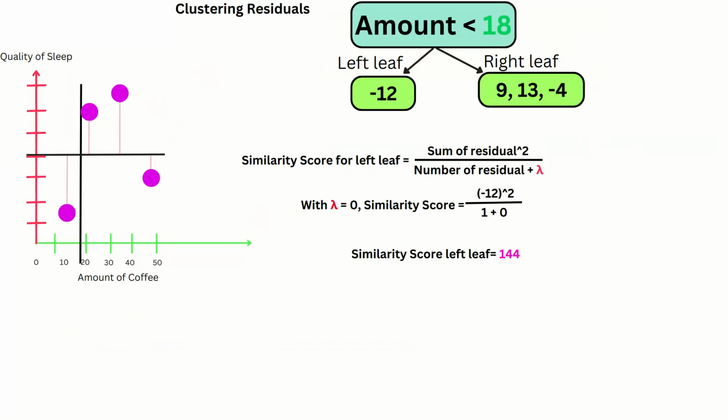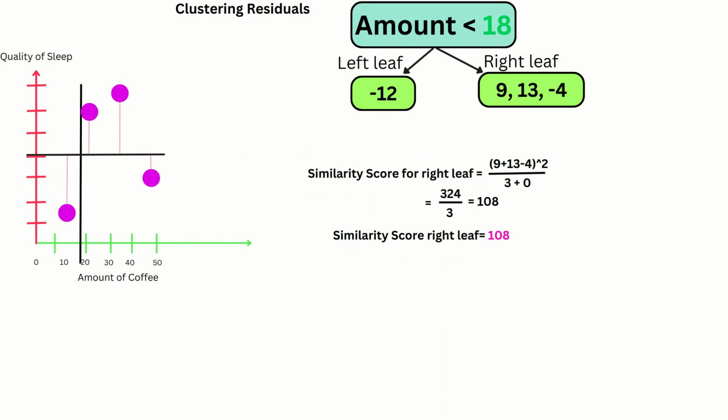Now we proceed to calculate the similarity score for the left leaf. As there is only one residual on the left, we square the value -12 and divide it by 1 plus lambda, which is equal to 0. This results in a similarity score of 144 for the left leaf.